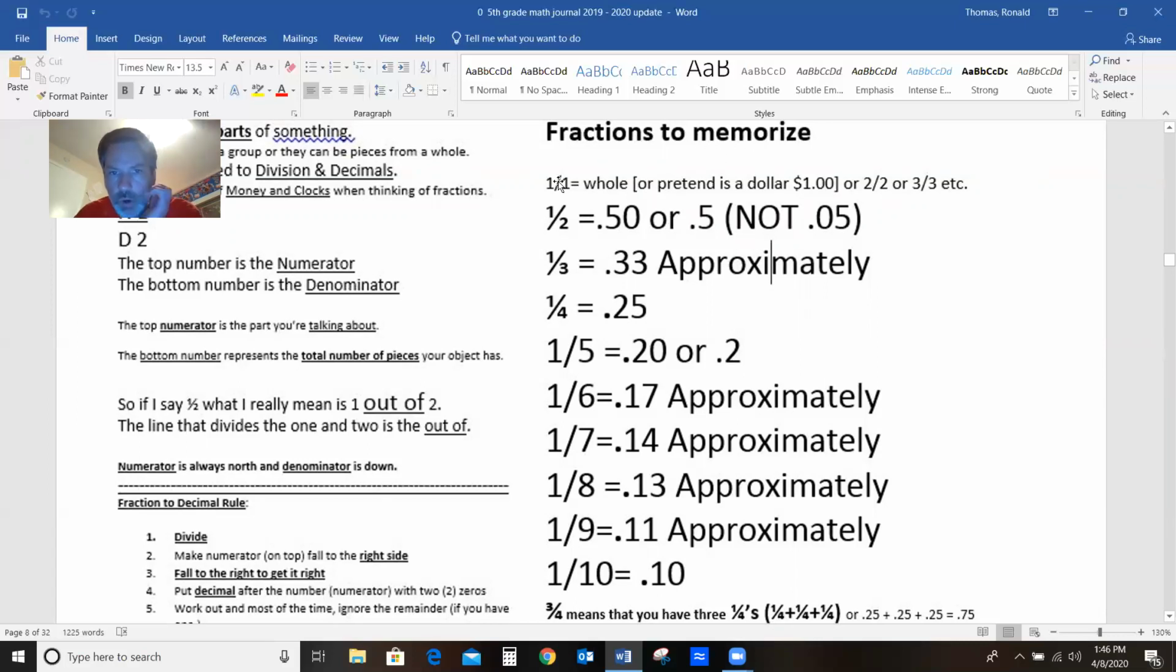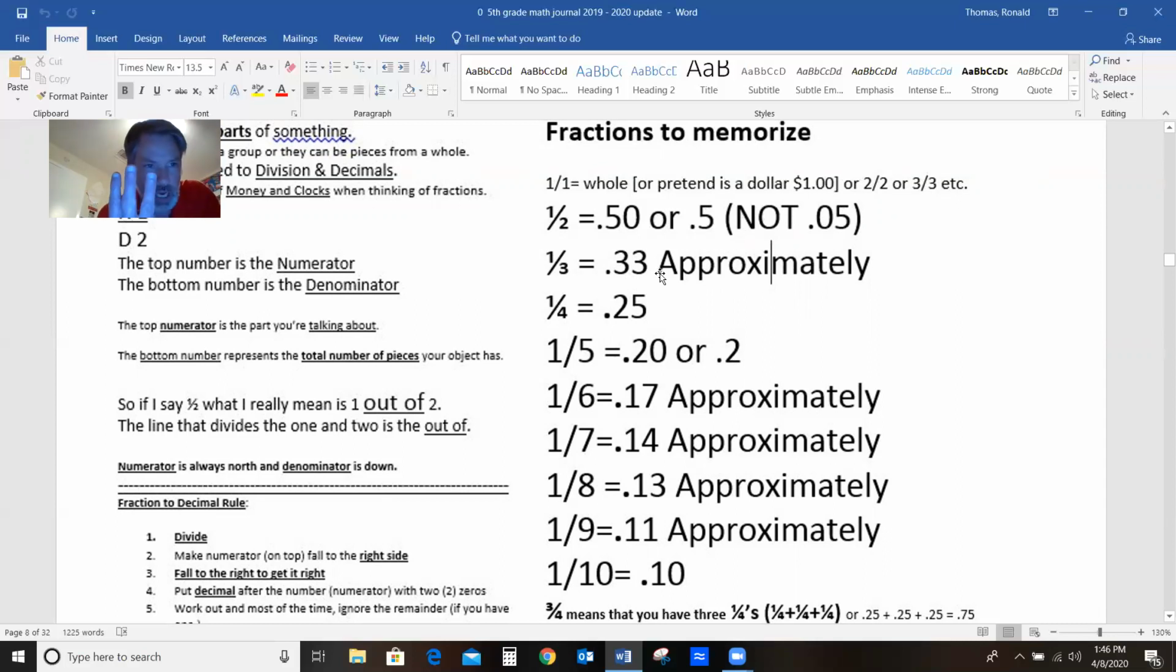Fractions to memorize. 1/1 is a whole. Or pretend it's $1. Or 2 out of 2, 3/3. It means 1 divided by 1, 2 divided by 2, 3 divided by 3. It's always a 1. It's 1.00. It's 100%. That'll help you for 6th grade. A half is decimal 50 or decimal .5, not decimal 0.05. That's 5 cents. This is 50 cents. It's 50%.